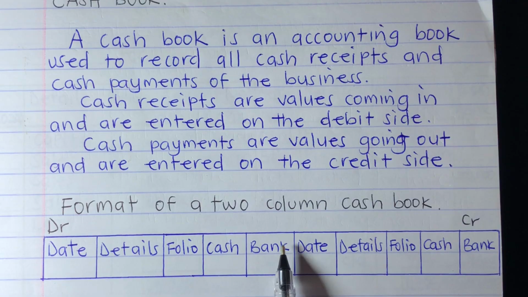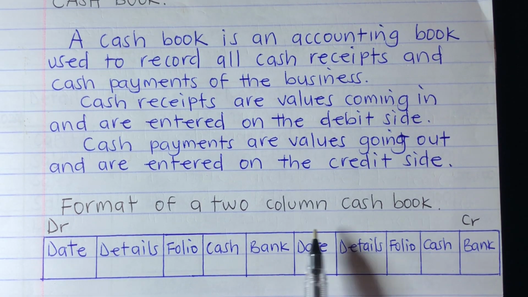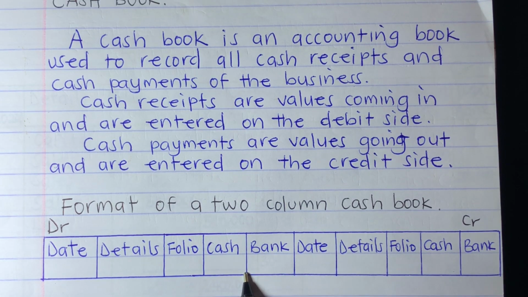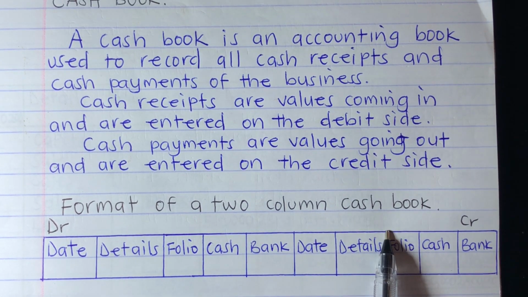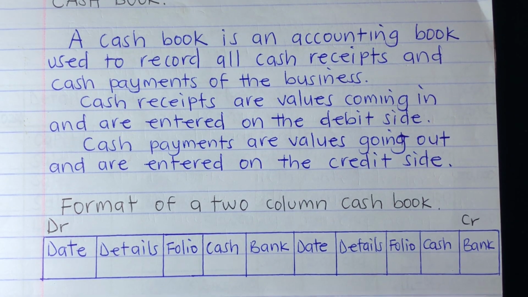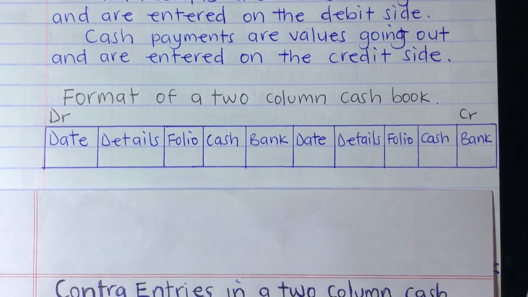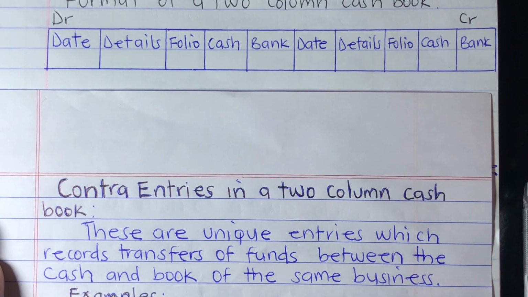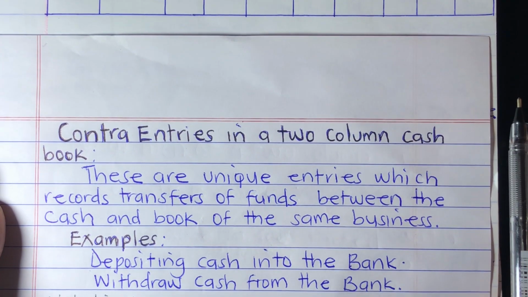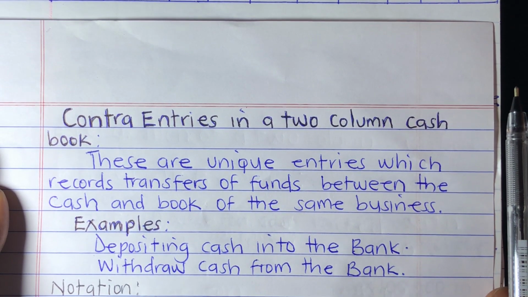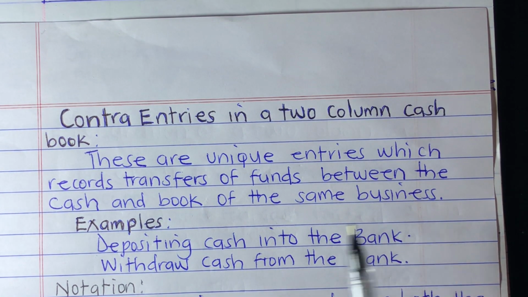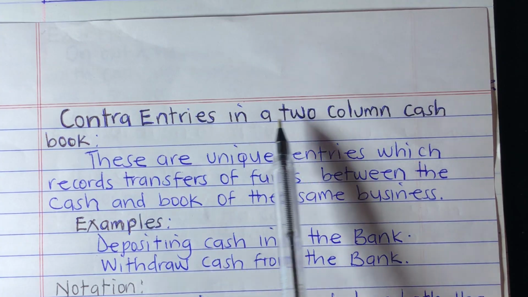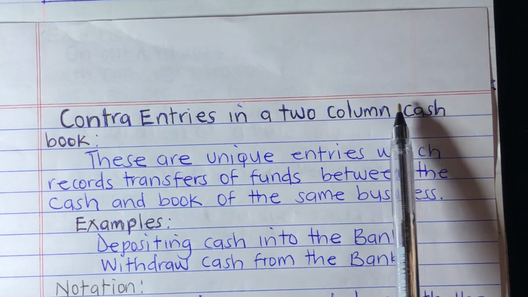I'm discussing the details of the two-column cash book, and then in my next lesson, I'm going to give you a worked out example on how we prepare a two-column cash book. Now, in the preparation of a two-column cash book, we have what we call contra entries. Let me share this before I bring a worked out example on that.